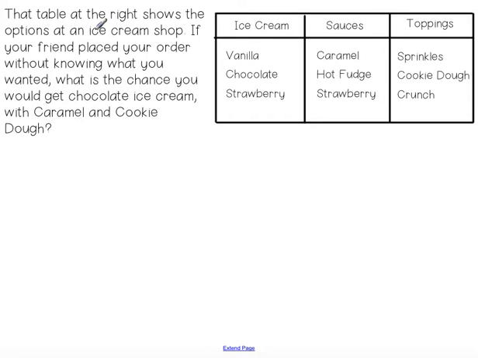Now this option doesn't work well with the table because we don't have 3 sides of the square to use. So we need to make a tree or make a list. Now either one would work, but you need to start thinking about how many that would actually be. Remember, vanilla can be paired with caramel, hot fudge, or strawberry, and then each of those can be paired with sprinkles, cookie dough, or the crunch. And that is a lot of options, so we want to start probably by making a table. Now, if you're really organized, you could definitely do the list, but if you're not, the table is probably going to be your best option.